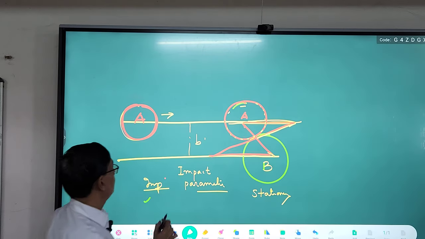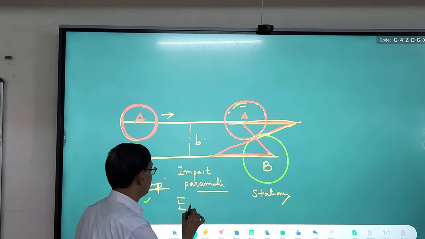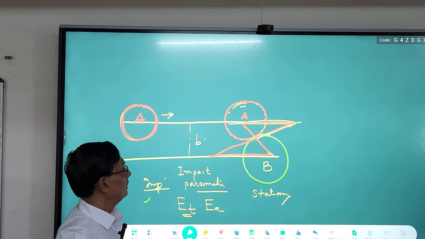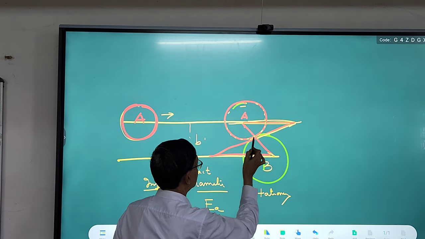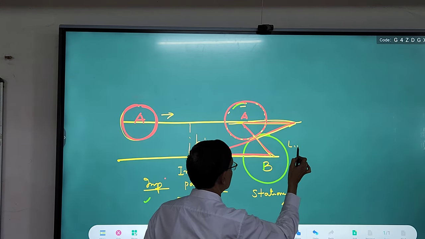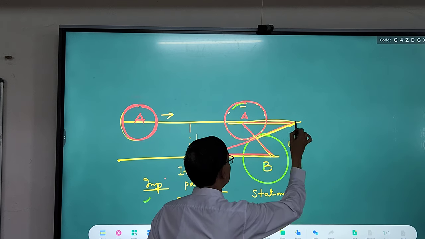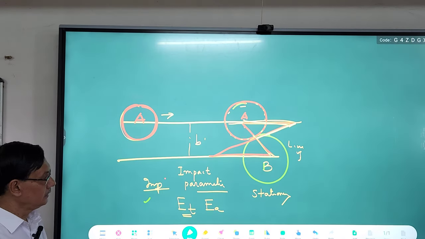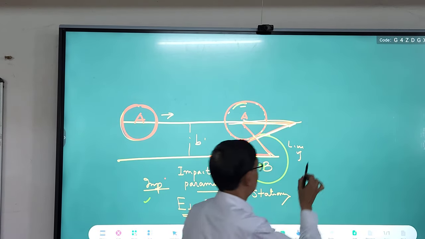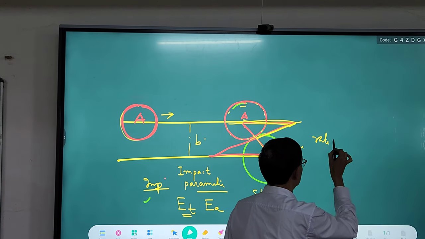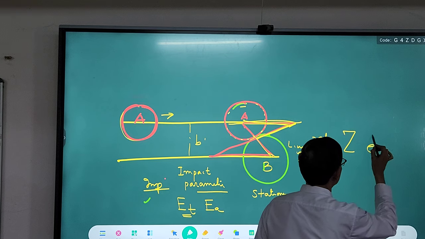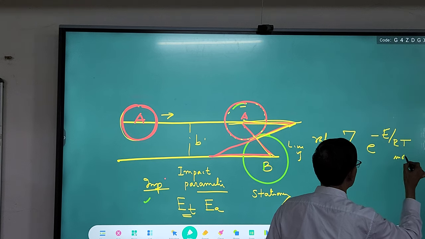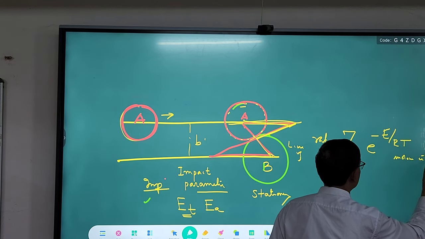Because it depends upon this E threshold, etc. Everything depends upon these things: energy of activation, critical energy. So this is the line of centers. Again, see, there is a resulting velocity like that. So now I'll derive this equation first, that rate is equal to Z_E by R, in molecules per cc per second, like that.